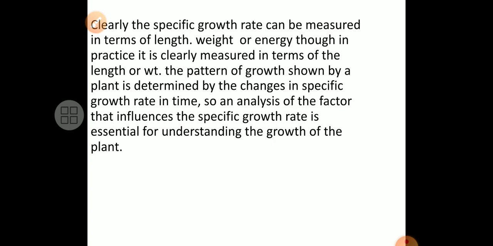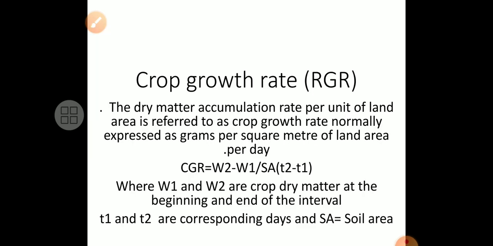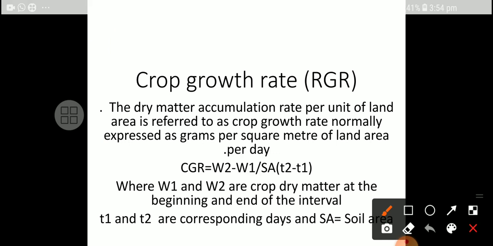Clearly, the specific growth rate can be measured in terms of length, weight, or energy. Though in practice it is measured in terms of length or weight, the pattern of growth shown by the plant is determined by the change in specific growth rate in time. So, an analysis of the factors that influence the specific growth rate is essential for understanding the growth of the plant. Now, crop growth rate.